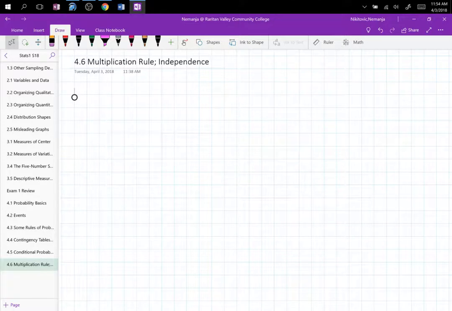Hello and welcome back to Statistics 1. This is the last section of Chapter 6. Nope, Chapter 4. It's Section 6. There we go. I know there's a 6 somewhere.